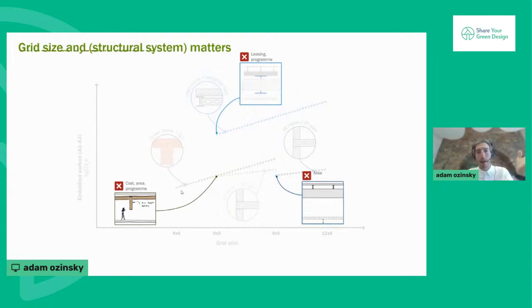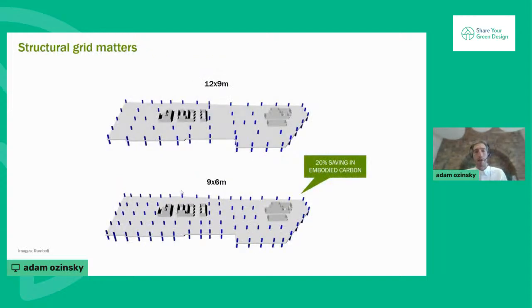We've done a number of studies, through a number of our projects, looking at various sorts of systems, and we often come up against leasing as an issue, or area, so NIA as an issue, cost and program, oftentimes an issue with timber in London. But these sorts of studies are really good to map out.